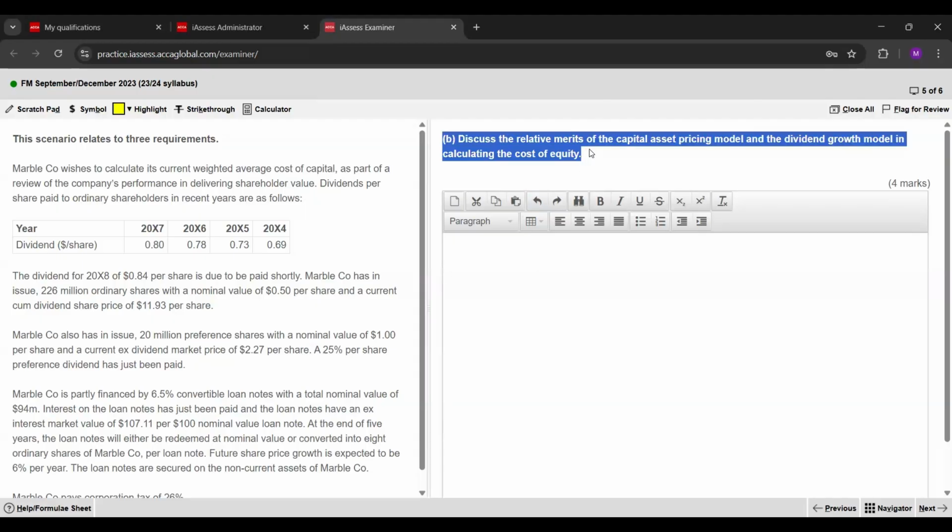Guys, remember in the exam, rather than answering the question, the most important aspect is to understand the requirement. You have to understand what they are asking you to do. So here, what are they asking from you? What are they asking you to explain?